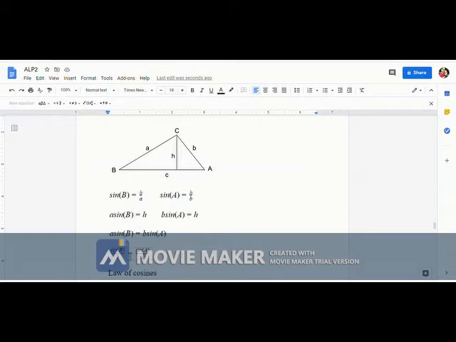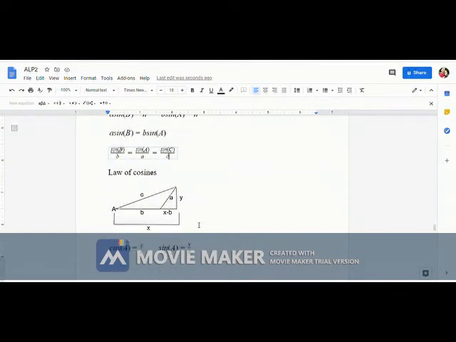So now we have sine angle b over side b equals sine angle a over side a. And the same works for angle c and side c, so we can add that in here. It doesn't matter what sides and angles you have, as long as you have opposite angles from sides, you can use this law of sines to figure out any missing angles or sides.